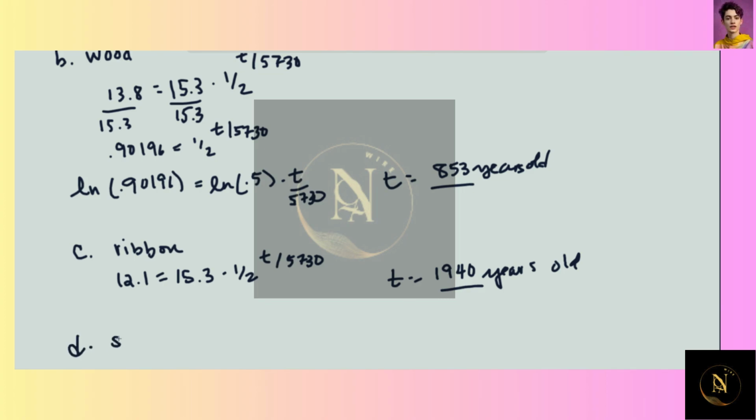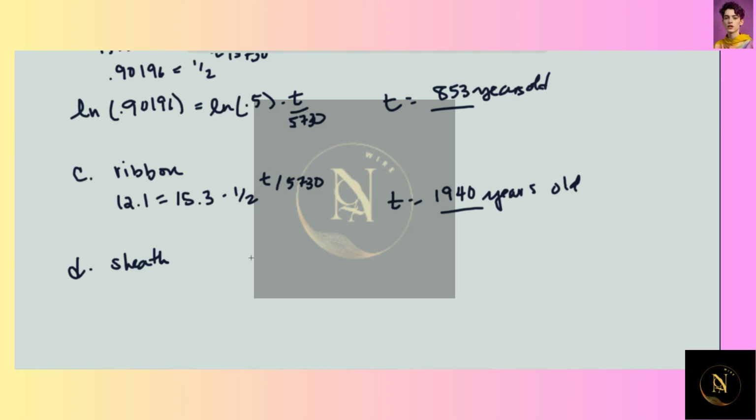And then finally, the sheath has an activity of 15.0. So our initial activity again is 15.3 times 1/2 to the T over 5,730. T equals 163 years ago. And so if we look at which is closest to 100 AD, or almost 1900 years ago, that would be the ribbon.